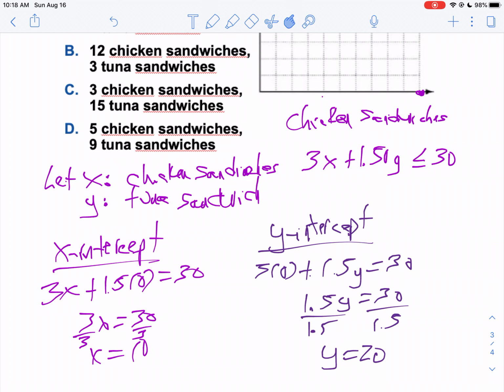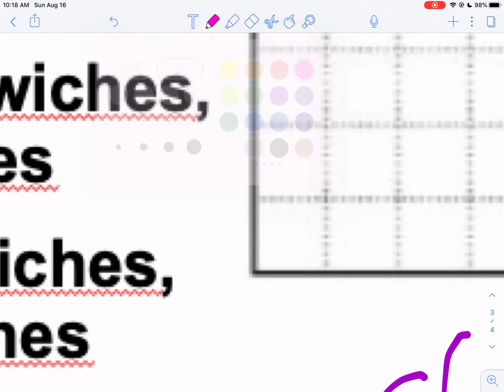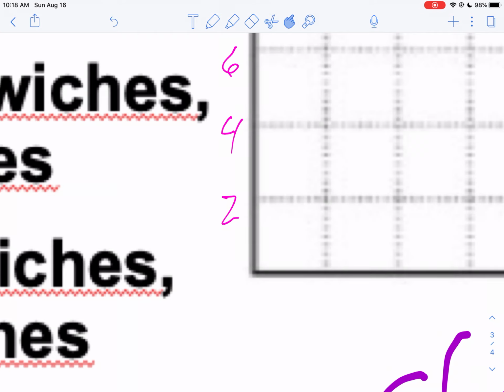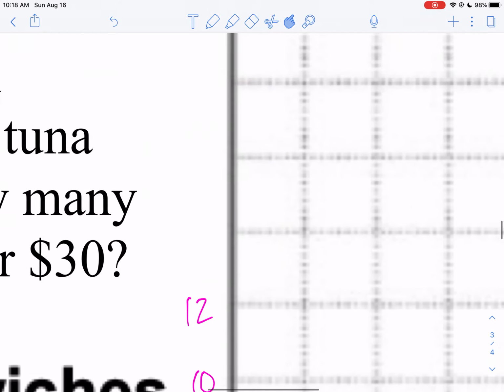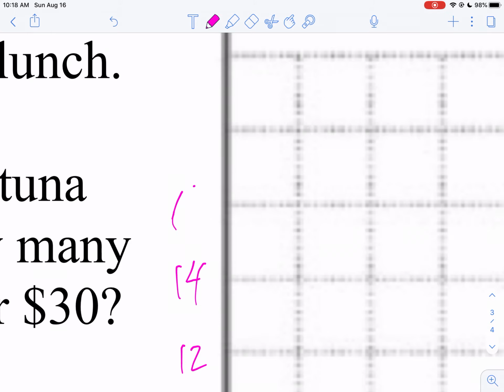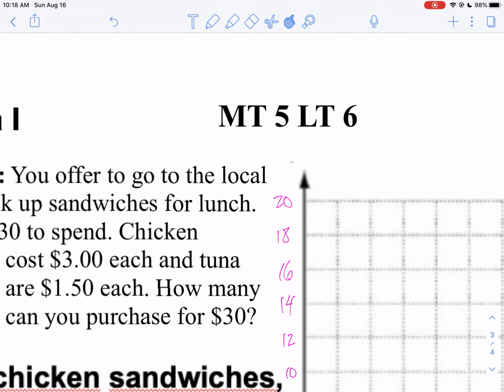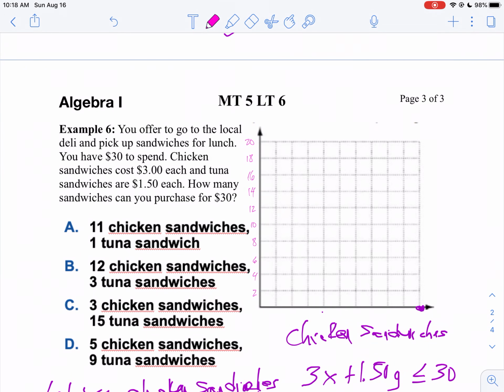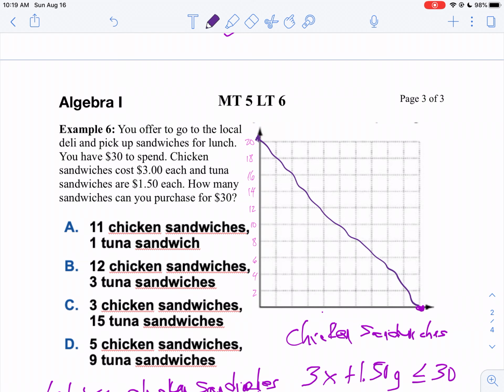So on my y-axis, for tuna sandwiches, I need to change my scale because it won't fit on there. Let's count by twos. So now we know my y-intercept is 20. Need to make this line thicker, I think. Yep. And it's a solid line because it's less than or equal to.